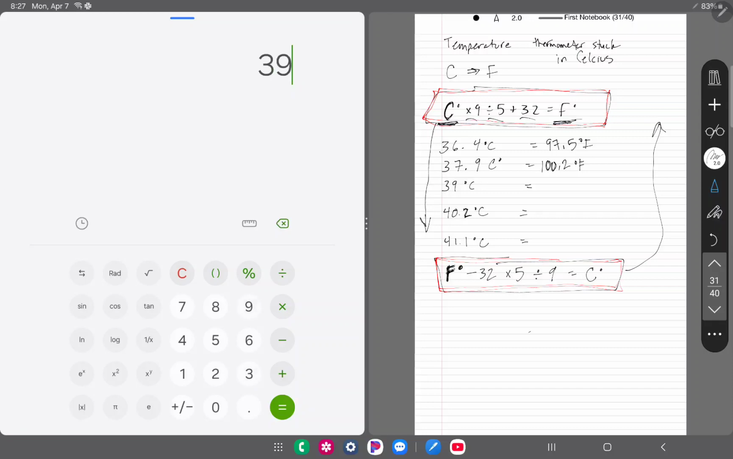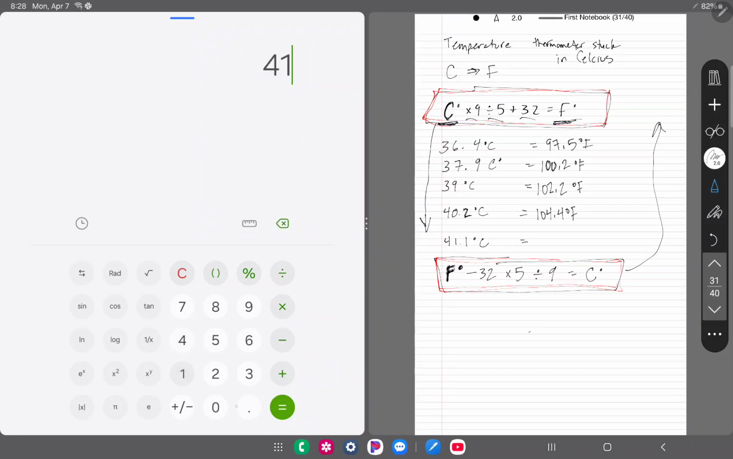Next one is 39 degrees Celsius. Times 9 divided by 5 plus 32, 102.2 degrees Fahrenheit. The next one is 40.2 times 9 divided by 5 plus 32. And we have 104.4 degrees Fahrenheit.